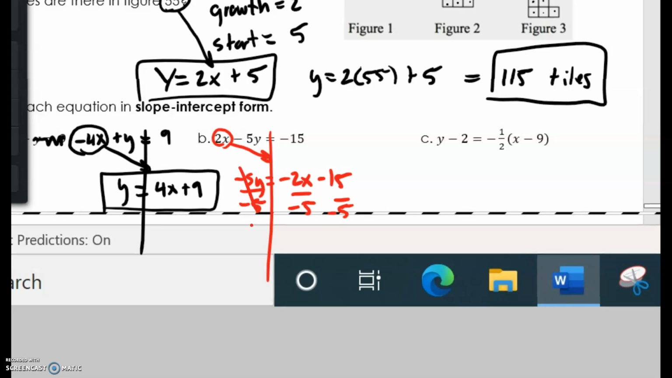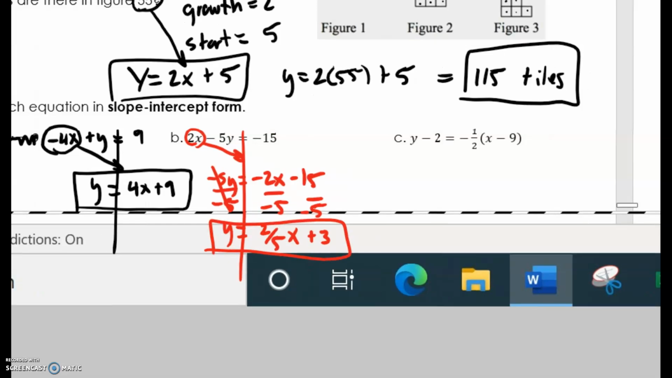These eliminate, and I'm left with y equals negative 2 divided by negative 5 is just 2/5, and negative 15 divided by negative 5 is positive 3. So y equals 2/5 x plus 3.